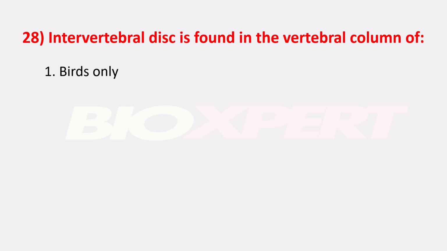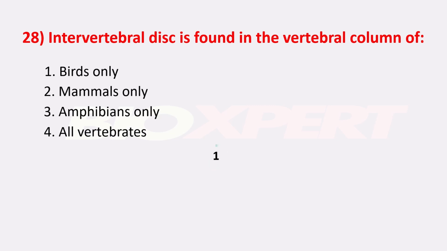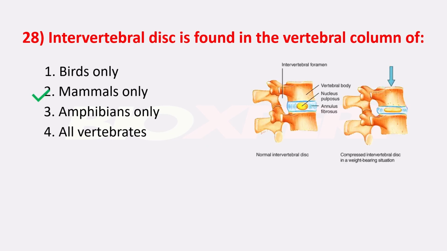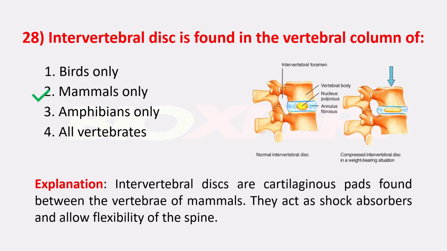Intervertebral disc is found in the vertebral column of mammals only. Intervertebral discs are cartilaginous pads found between the vertebrae of mammals. They act as shock absorbers and allow flexibility of the spine.